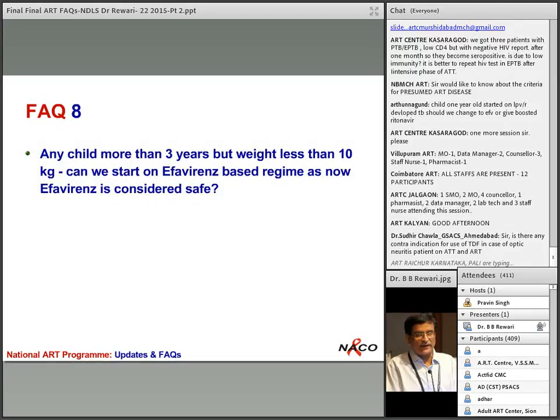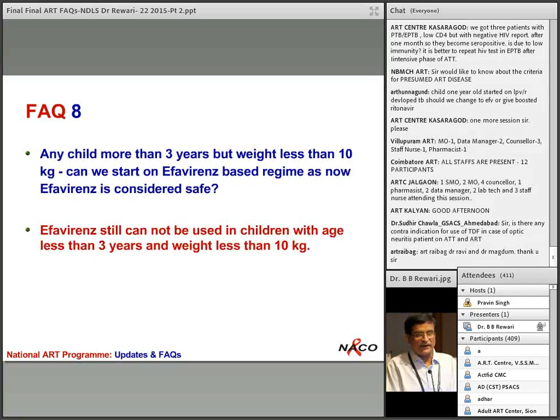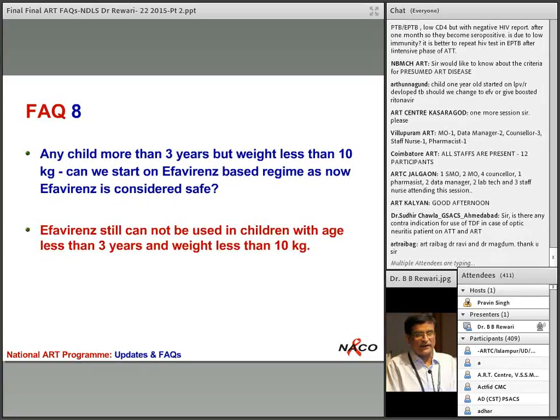Can a child more than 3 years, weight less than 10 kg, be started on an efavirenz based regimen? Yes. As I said, it cannot be used in less than 3 years, or weight less than 10 kg, but it can be used if the child is more than 3 years, even with weight less than 10 kg.